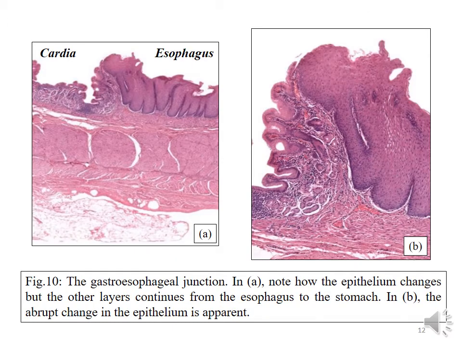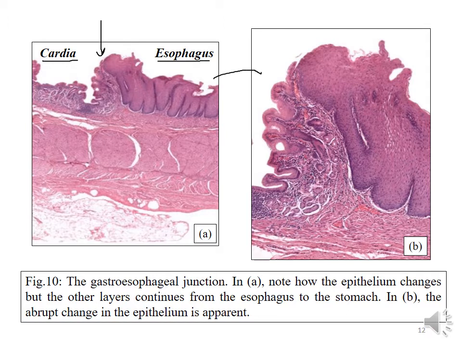The gastroesophageal junction. This is the region of the junction. This is the esophagus on the right side, and here we have the cardia of the stomach on the left side. Notice how we have a change in the lining epithelium, although the other layers are almost continuous with each other, but we have a change in the epithelium.